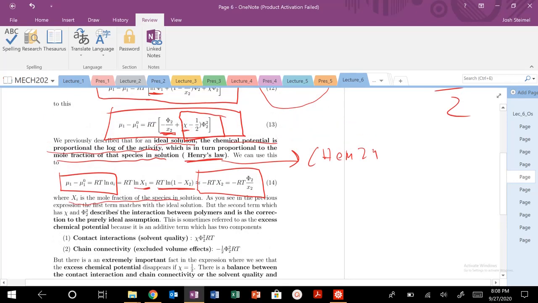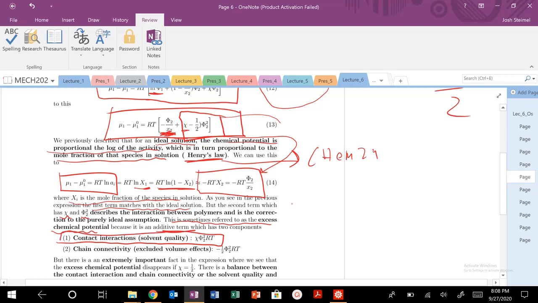The first term here matches with our ideal solution. If I just look at this expression for that chemical potential, this matches exactly my ideal solution model and what it should say. But my second term is really interesting because it has this chi and phi2. These are two distinct components here. This is also sometimes referred to as the excess chemical potential because it's this additive term. It's the additional chemical potential considering my contact interactions or my solvent quality.